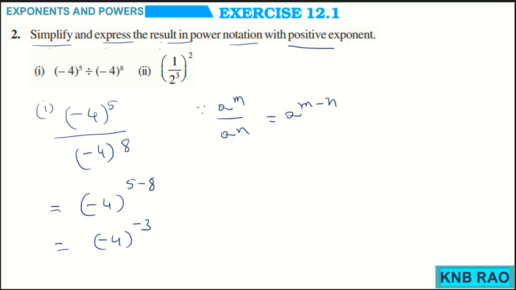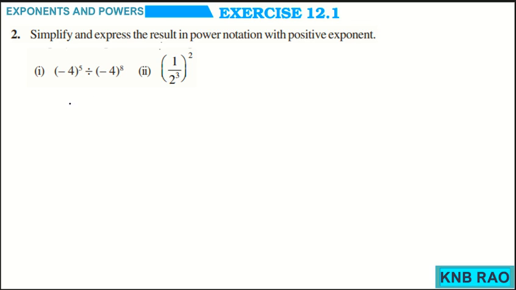Here we need power notation with a positive exponent. So this negative power, to convert it into positive, we will take 1 upon form, that is 1 upon minus 4 whole power 3 is the right answer. Now coming to question number 2.